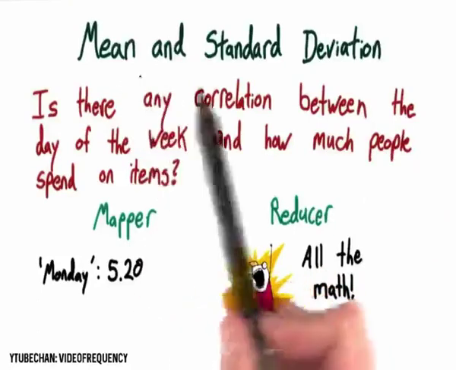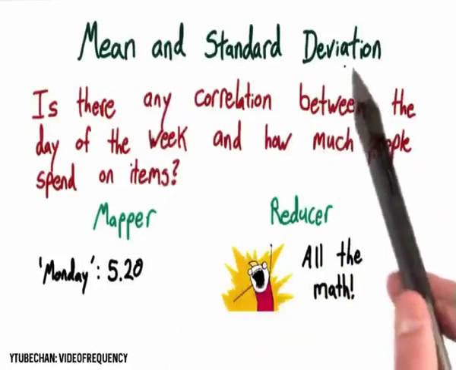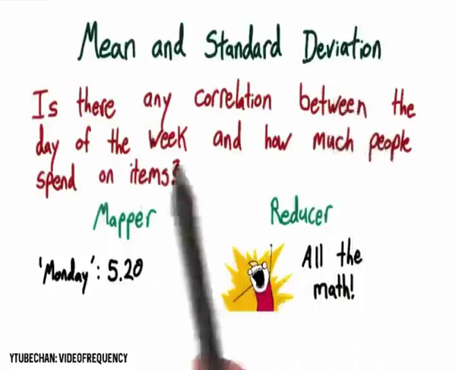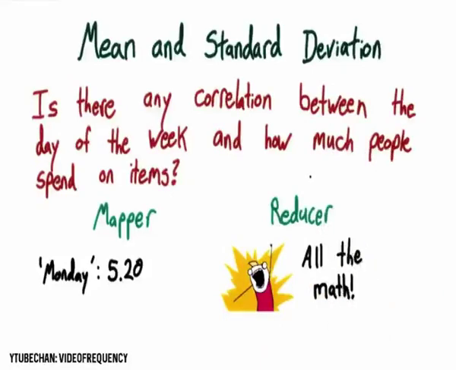So why don't you go ahead and calculate the mean and standard deviation for sales for each day of the week to help us try to answer this question: is there any correlation between the day of the week and how much people spend?